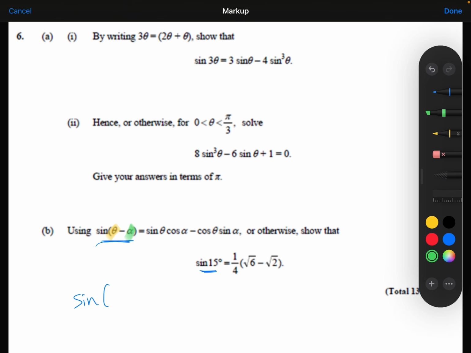So two angles that I know, I can take them away and get 15. The obvious ones off the top of my head is going to be 60 minus 45. I know 60 minus 45 is 15, and I know what sine 60 is, and I know what sine 45 is, and so on. So I can rewrite this then as sine 60 cos 45 minus cos 60 sine 45.